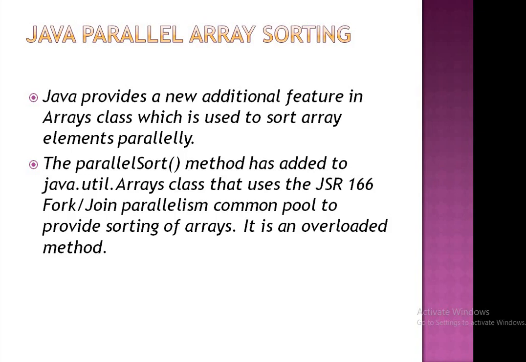The parallelSort method has been added to the java.util.Arrays class. This parallelSort is a method that uses the JSR166 Fork/Join parallelism common pool to provide sorting of arrays. It is an overloaded method, which is added to the java.util.Arrays class and uses the JSR166 Fork/Join parallelism common pool to sort arrays in parallel.